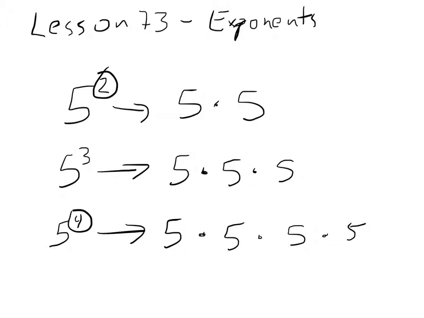It doesn't mean 5 times 4, 5 times 3, or 5 times 2. That tells you how many there are. And these exponents that we have up here are called powers. So we say this one here, 5 to the 2nd power, 5 to the 3rd power, 5 to the 4th power is the way that we would read those. So let's try some of these here.